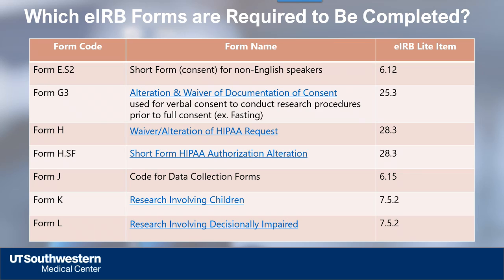Form HSF is used when you use the non-English short form consent to request alteration of HIPAA authorization from patients that present unexpectedly. This form is used to waive all or some of the elements of a pending HIPAA authorization. Form J is not a form we ask you to complete, but it is the naming convention for all data collection tools.